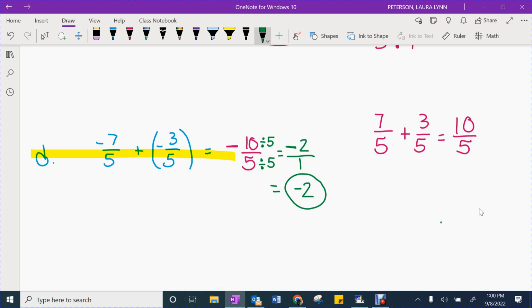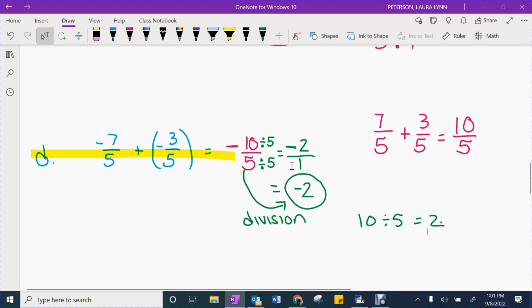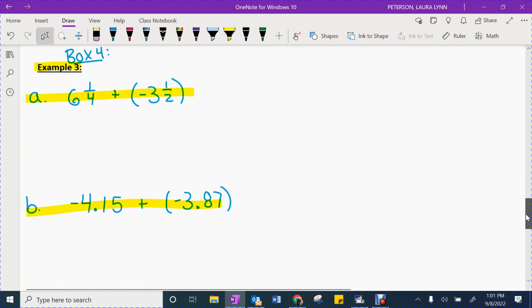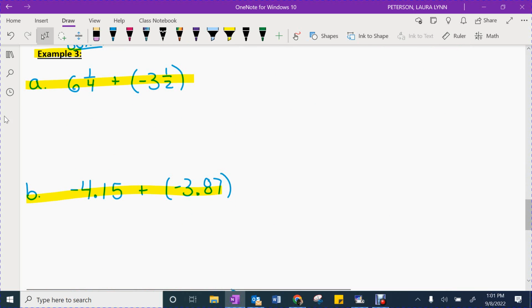You could have also jumped from the original fraction of 10 over 5 to negative 2 by just thinking about division. Thinking about 10, oops, I wrote 18. 10 divided by 5 is 2. That's another way you can think about it because fractions are division problems. We're going to do a couple more questions in box 4. I wanted to give you some where we have fractions where the denominators are different.